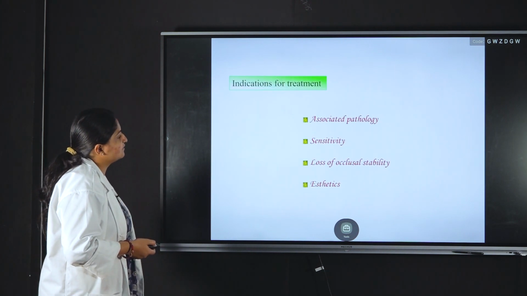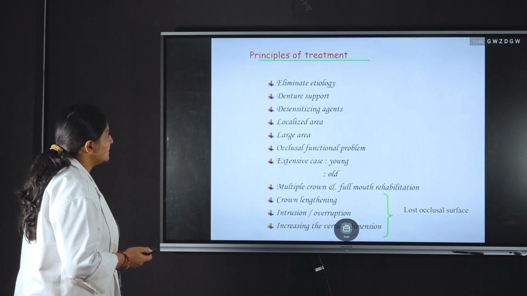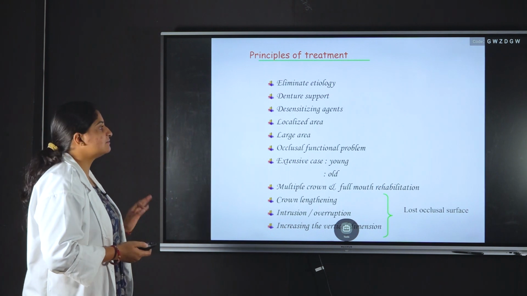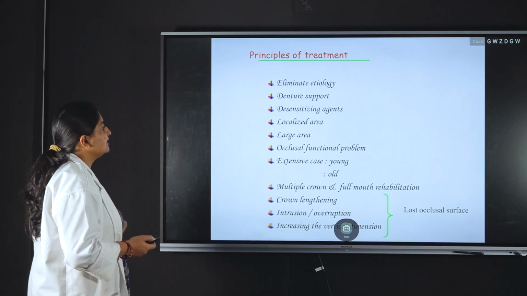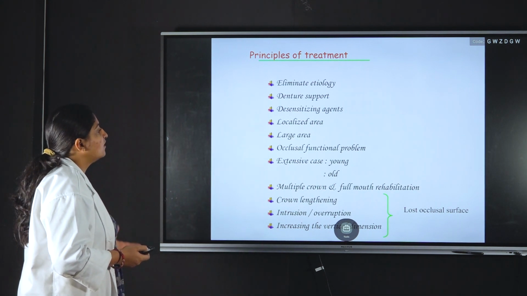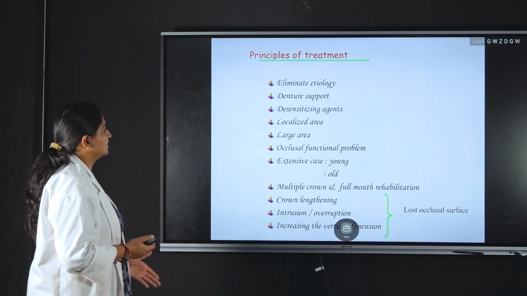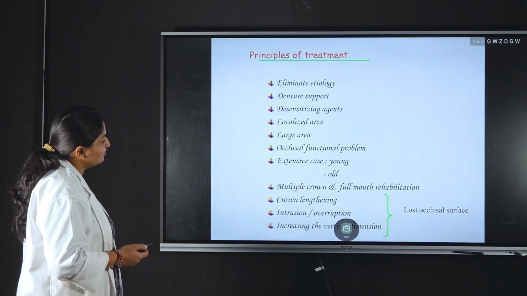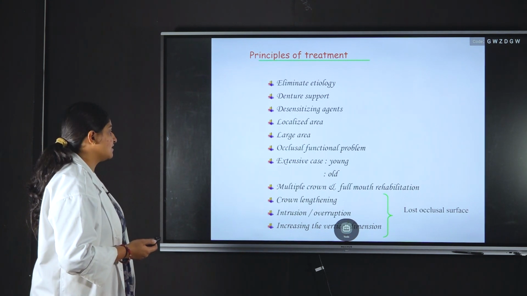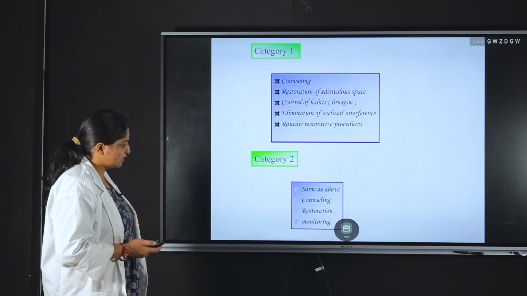Coming to the indications for treatment: associated pathology, sensitivity, loss of occlusal stability and aesthetics. Principles of treatment: first of all, eliminate the causative factor, and then denture support, desensitizing agents, localized area or large area, you have to go according to the effect of that. Occlusal function problems, extensive cases, young or old, multiple crown and full mouth rehabilitation, crown lengthening, intrusion or over eruption, and then increasing the vertical dimension.